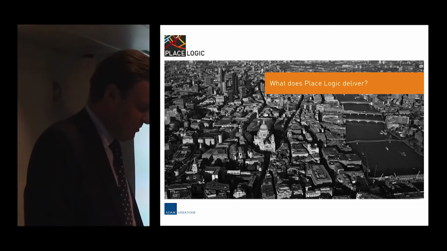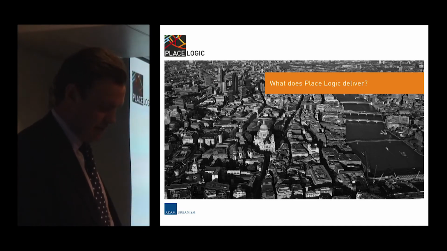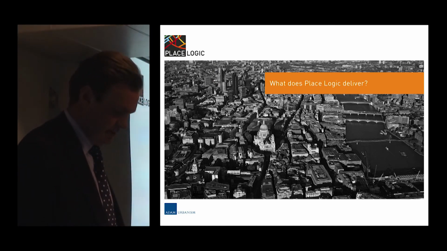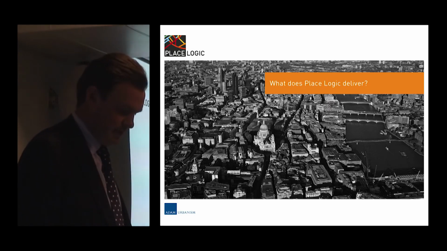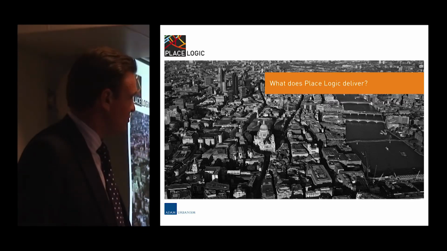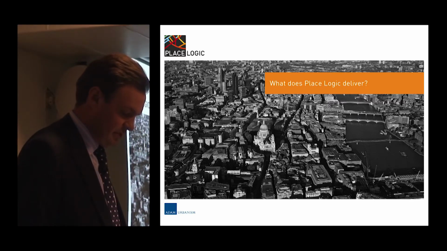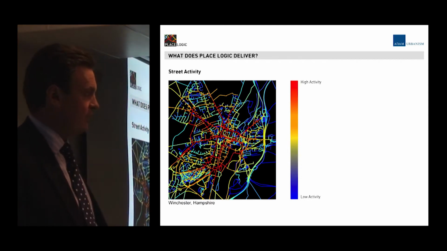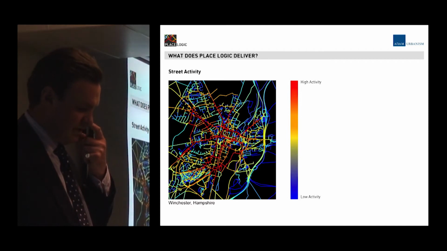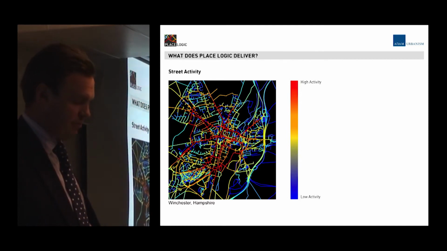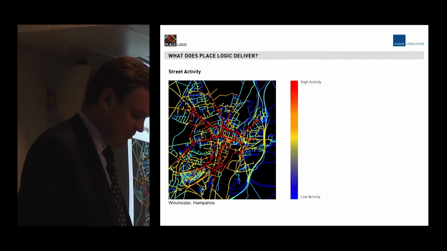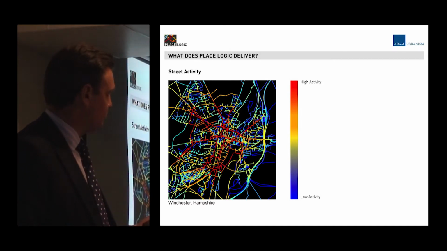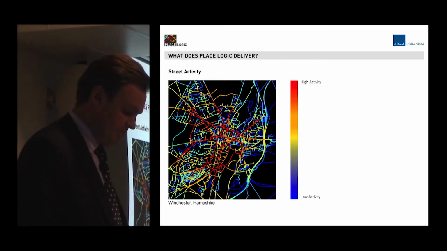I want to talk a bit more in detail about how it works now and how it relates to project work. So I want to look first of all at the outputs of Place Logic. And as you've heard, there are really two key outputs in terms of the analysis that it undertakes. The first of these is what we call street activity, which essentially is how much activity is likely to take place on each route through a network. And as you've heard, it produces a scalar output where the hot routes, the busy routes, are in red, and the slow routes, the cooler routes, are in blue.